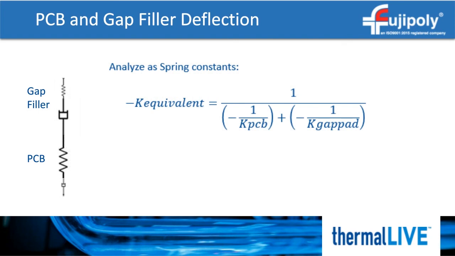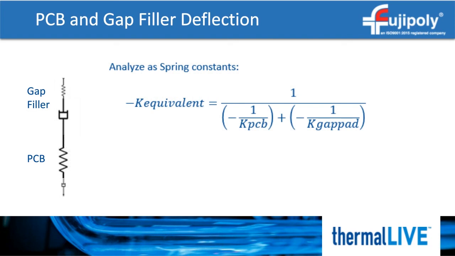for the entire stack-up. The spring or K value of the PCB can be one value or constant since it is linear, but the gap filler will be some function. You can add the compliance of the two and create a type of superposition where the sum of the compliance gives you the overall or equivalent stress strain.